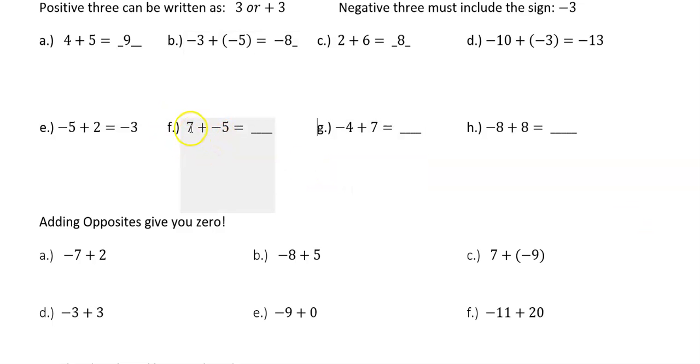So in this one, you have 7 positives and 5 negatives. Those 5 negatives would come over and wipe out 5 of those positives, but you'd have 2 positives left over. So the question is, what do we have more of? We have more positives. How many more positives? Well, the answer to that is 2. So the answer is +2. And again, you can put the plus sign in front of it or not when you have a positive.